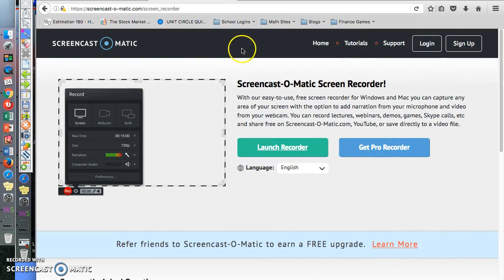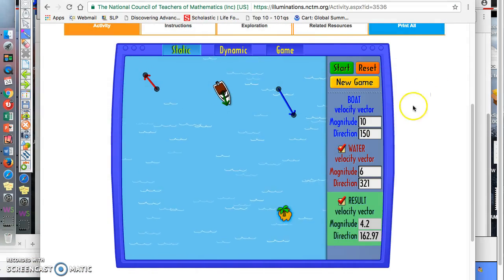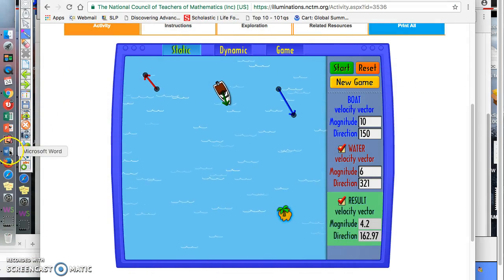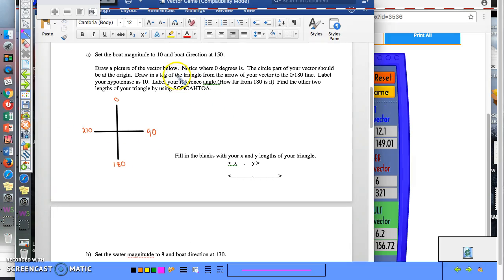So what does it say to do? This one, and bring up this again. Okay, draw a picture of the vector. Notice where 0 is, so 90, 180. So it said 150. Draw a leg in; the circle part of your vector should be at the origin.